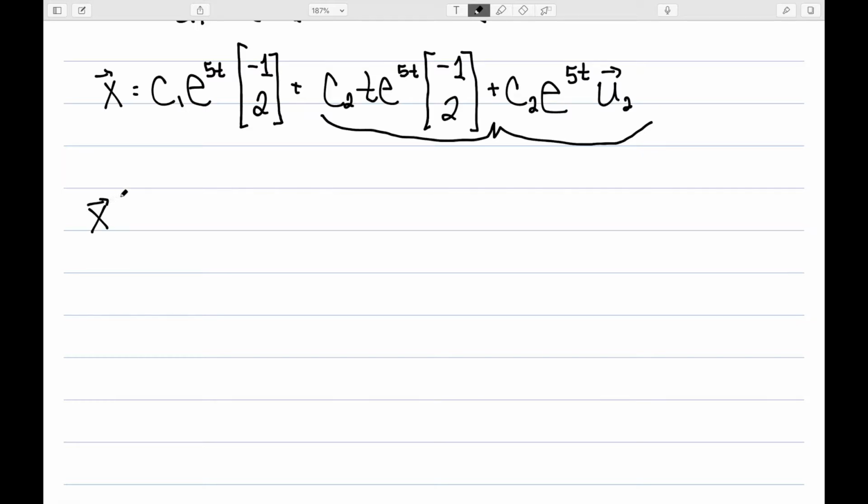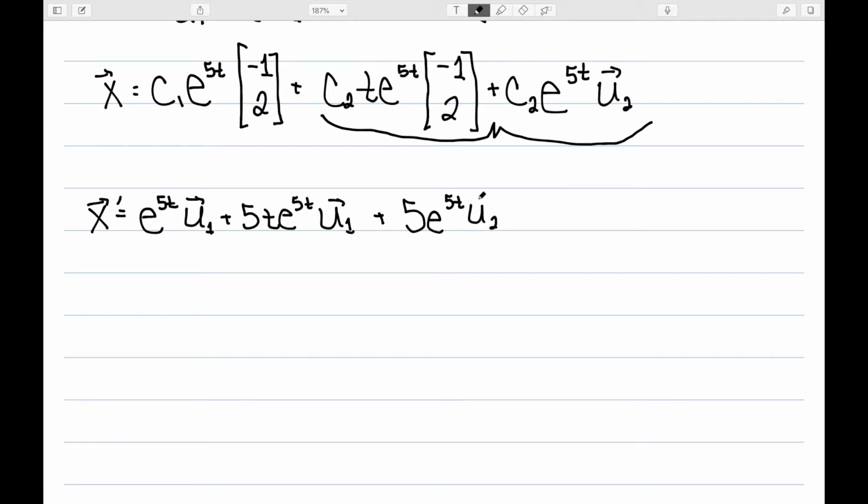Taking the derivative, assuming C2 is equal to 1, I have e to the 5t times u1, which is my vector negative 1, 2, plus 5t e to the 5t u1, plus my next piece here would be 5 e to the 5t u2. And once again, our differential equation says this should be equal to A times this thing, t e to the 5t u1 plus e to the 5t u2.